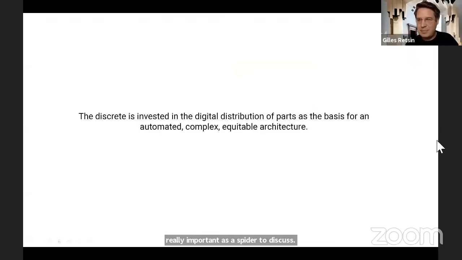So as a small definition to start with, I think in the most generic way, you could say that the discrete is invested in the digital distribution of parts as the basis for an automated, complex, and equitable architecture. And that's a very open and very generic definition.